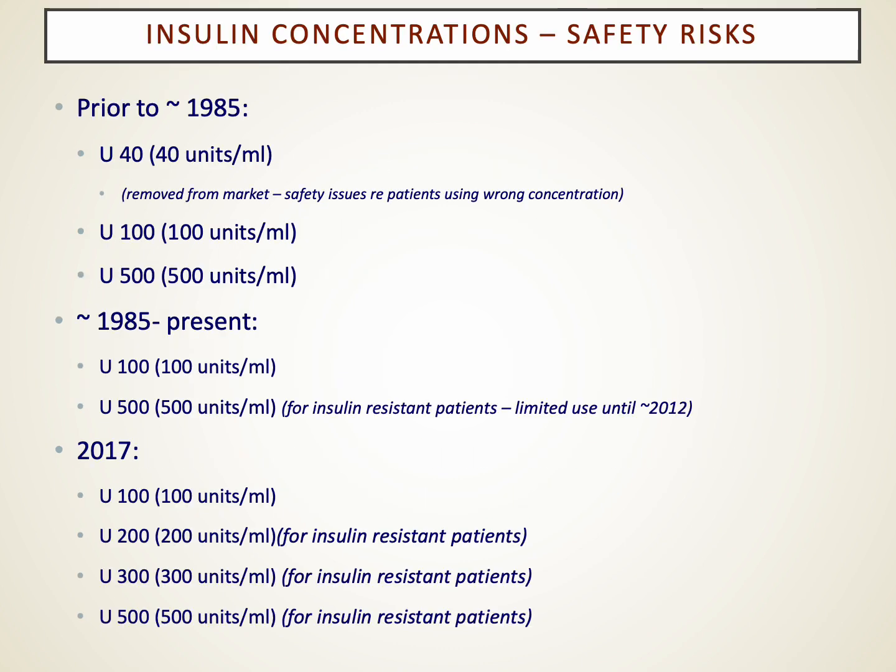The concentrations of insulin: the only insulin we used to really think of is a U100 insulin. It's insulin that has 100 units per milliliter. But that has changed over the years. There used to be a dilute form of insulin, a U40, that's no longer made. But since the 1980s, they have had a U500 insulin, which is 5 times as concentrated.